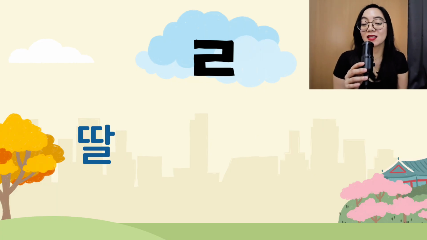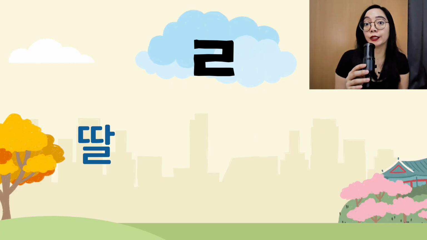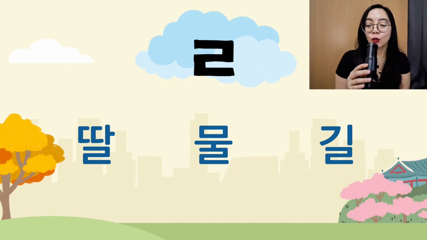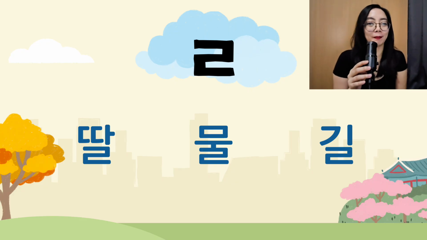This is our next final consonant sound. As an initial consonant sound, it's usually sounded as the r sound. But as a final consonant, it's closer to the l sound. Like for example, in the word tal, which means daughter, or in the word mul, which means water, or in the word kil, which means street or path.